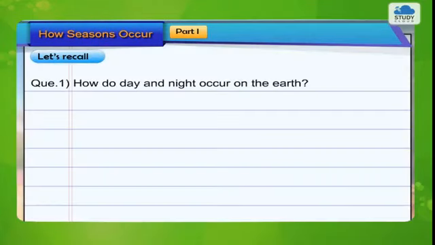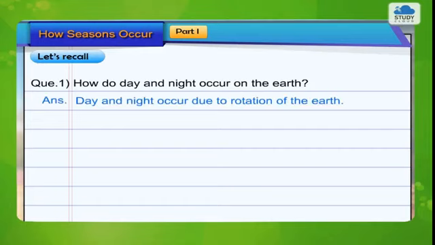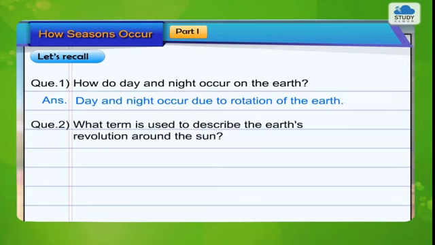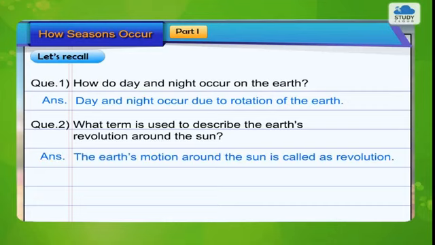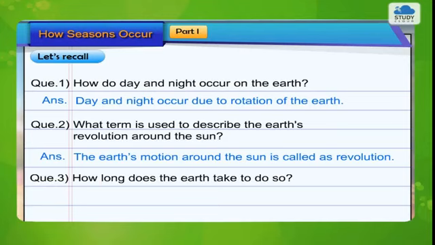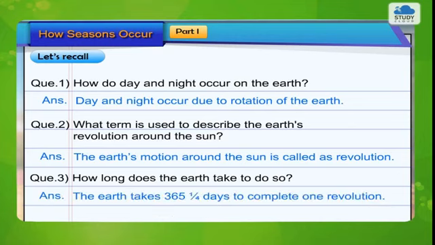How do day and night occur on the Earth? Day and night occur due to rotation of the Earth. What term is used to describe the Earth's revolution around the Sun? The Earth's motion around the Sun is called revolution. How long does the Earth take to do so? The Earth takes 365 and 1/4 days to complete one revolution.